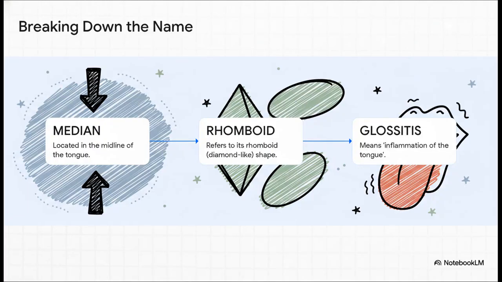And here it is. It's so simple, right? Median, it's in the middle. Rhomboid, it's kind of diamond-shaped. And glossitis, that's just the medical word for an inflamed tongue. Put it all together, and the scary name suddenly makes perfect sense. See? Told you it wasn't so bad.